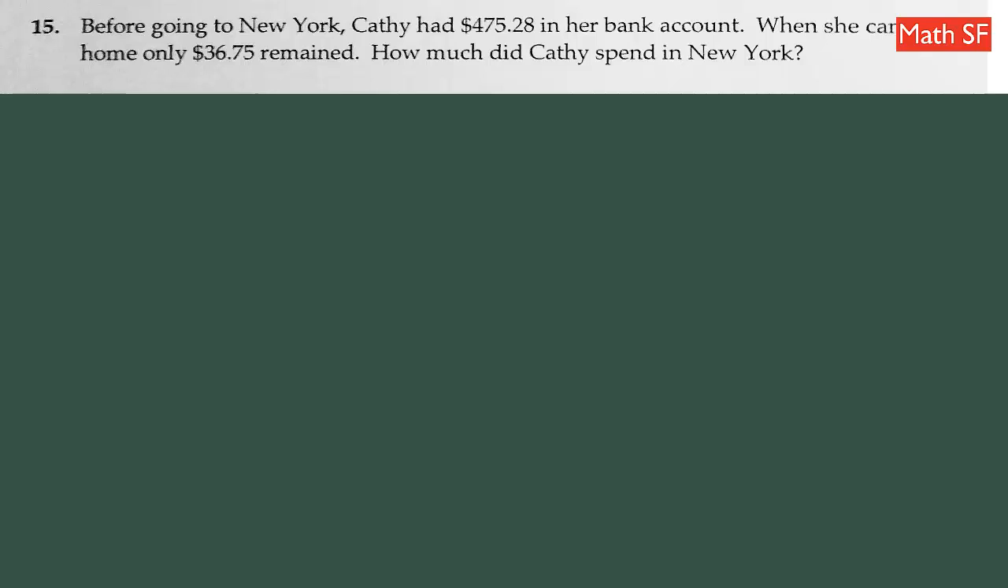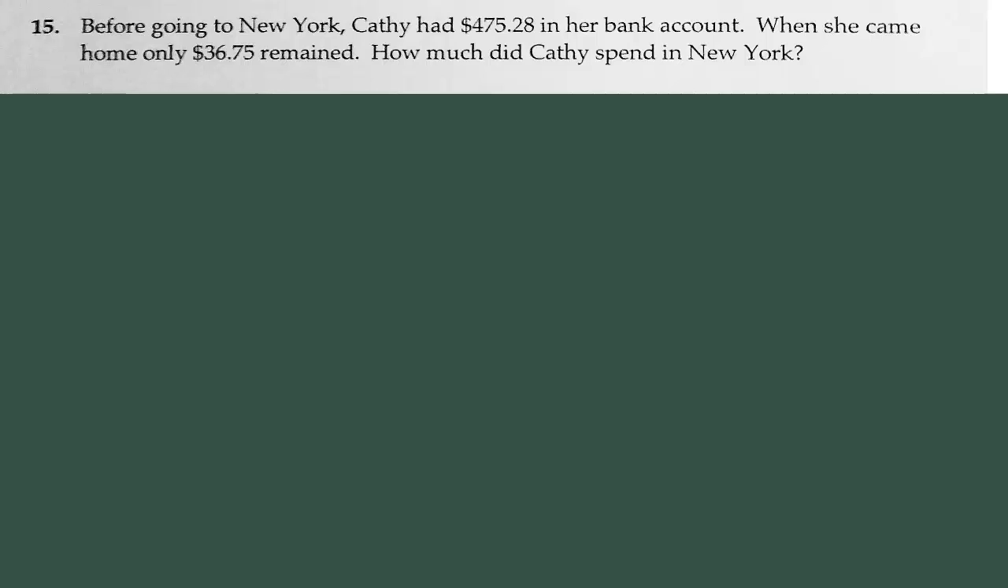Now a word problem. Let's analyze this word problem. First, we're going to have to read it. Before going to New York, Cathy had $475.28 in her bank account. When she came home, only $36.75 remained. How much did Cathy spend in New York?